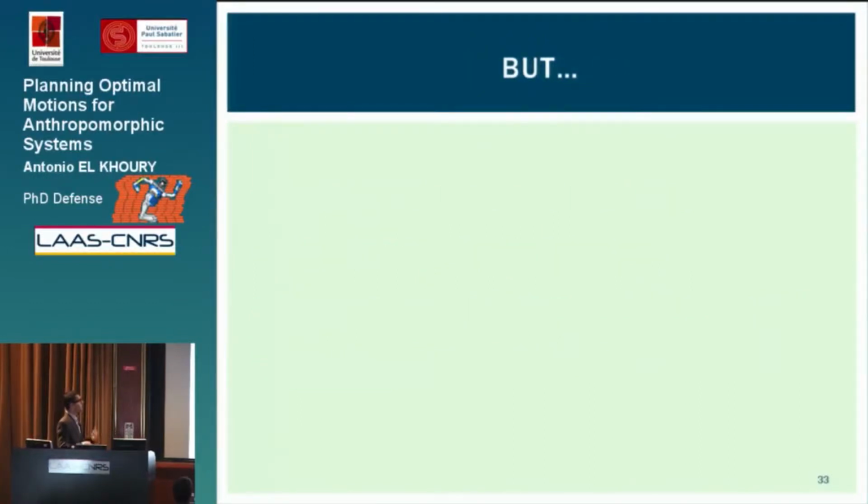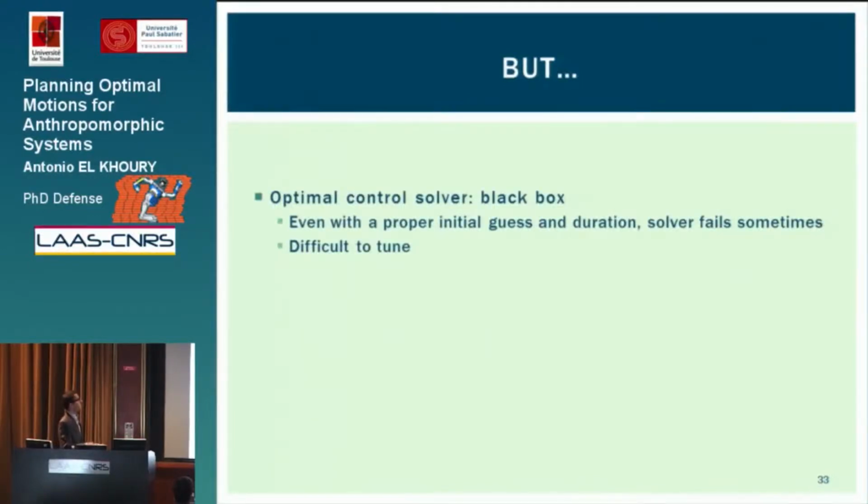However, during our use of such a method, we basically relied on a black box where we just give the formulation, and it will allow us to solve the optimal control problem. And we have observed that even with a proper initial guess and duration for the trajectory, we still have some failures for the solver. And it was very difficult for us to tune this solver, tune the different parameters, especially the scaling, in order to have a proper convergence rate and lead to a proper success rate also.